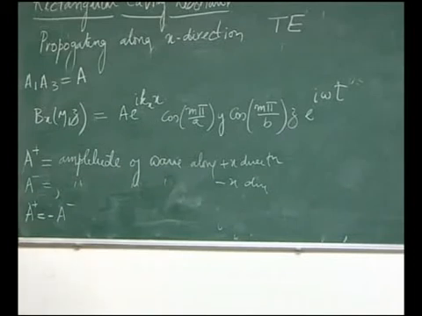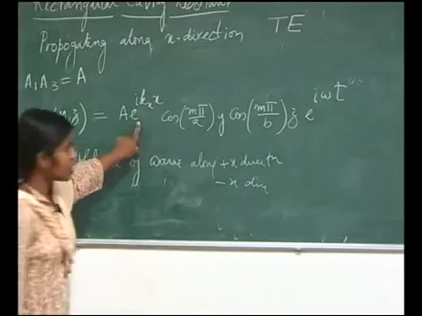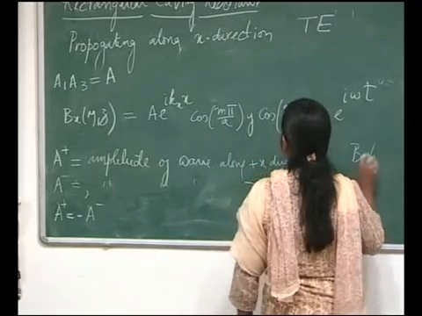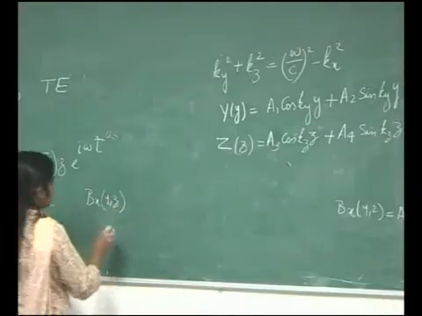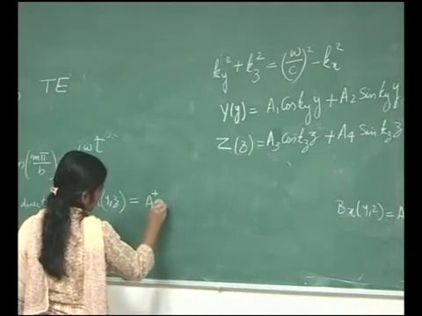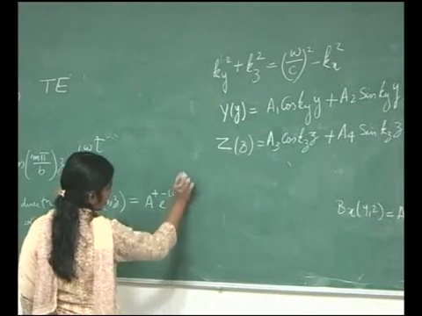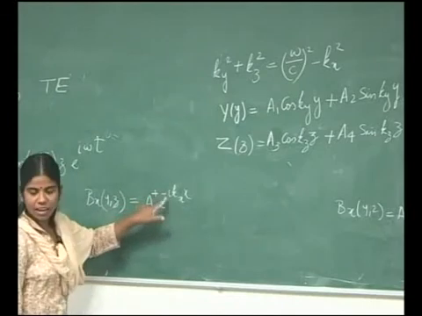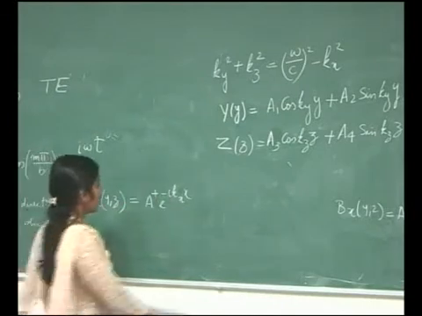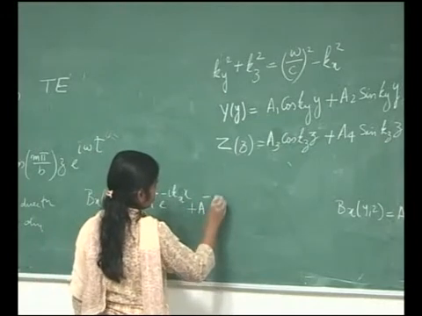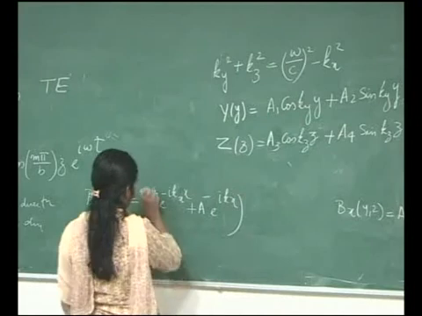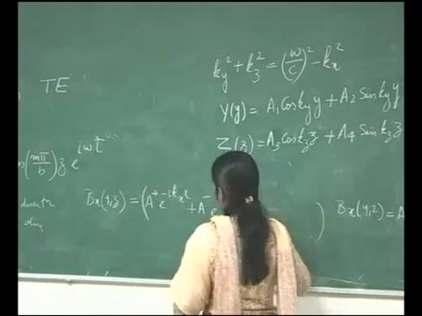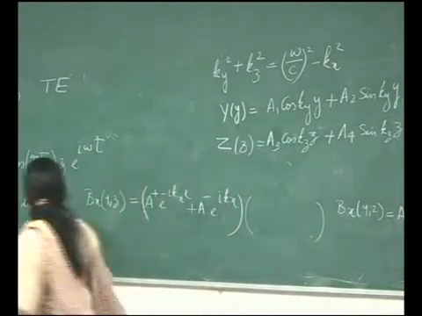Okay, so I can rewrite this equation as Bx yz is equal to a plus e to the power minus I kxx. If you remember the travelling wave solution, you know that the negative sign always indicates the positive x direction. Okay, plus a minus e to the power I kx into this whole term, whatever is there. Okay, now this is my Bx.